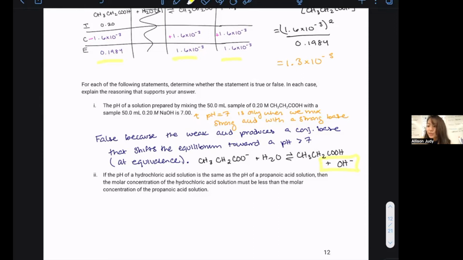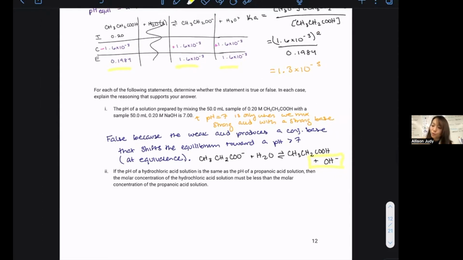The real reason that CH3CH2COO minus is a base is because when it hydrolyzes, or undergoes an acid-base equilibrium reaction with the water, it actually produces the OH minus. Either way that you approach this is totally fine.